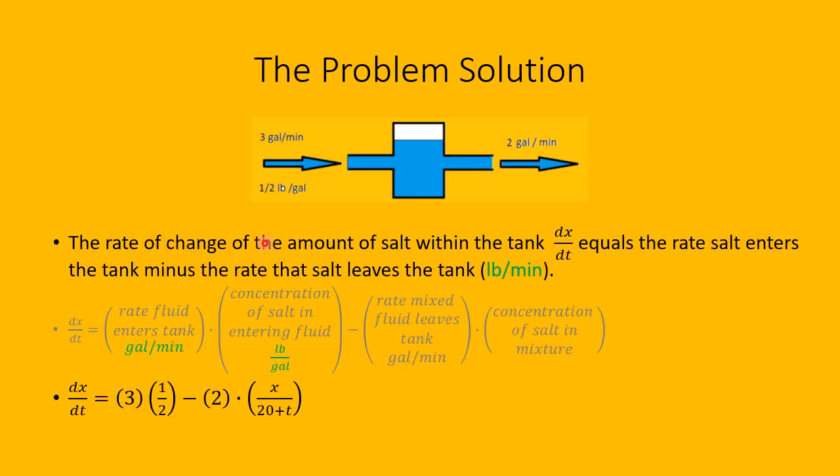So the rate of change of the amount of salt within the tank, dx dt, equals the rate salt enters the tank minus the rate that salt leaves the tank, measured in pounds of salt per minute. So dx dt then is equal to the rate the fluid enters the tank, measured in gallons per minute, times the concentration of salt in that entering fluid, measured in pounds per gallon. And then subtract off the rate the mixed fluid leaves the tank, measured in gallons per minute, times the concentration of salt in the mixture.